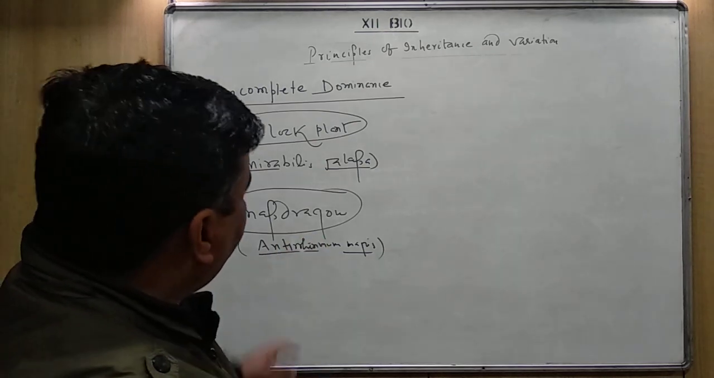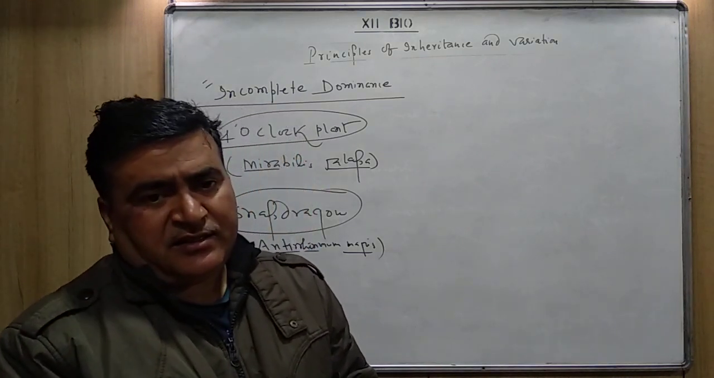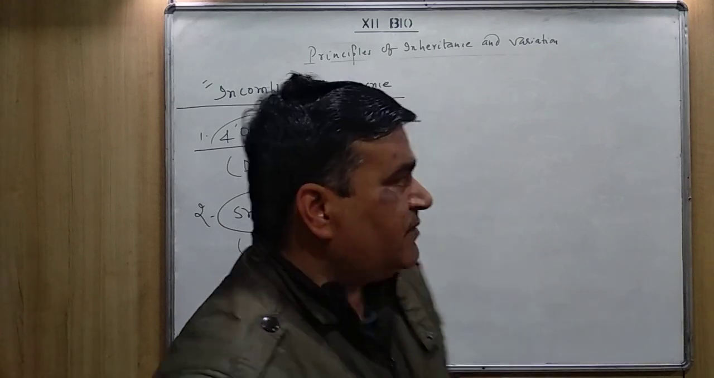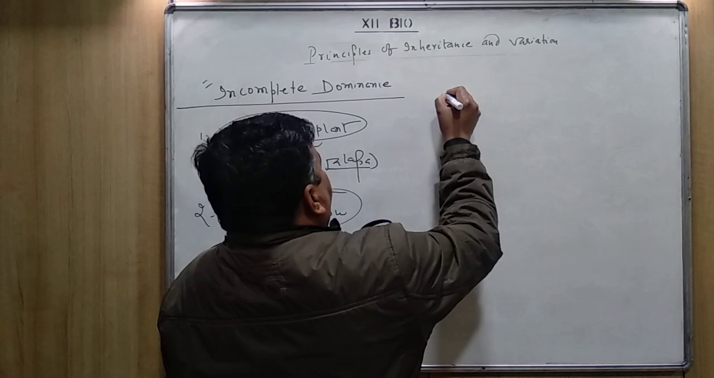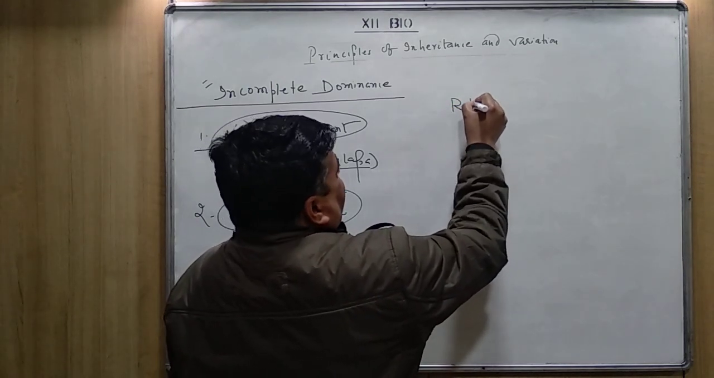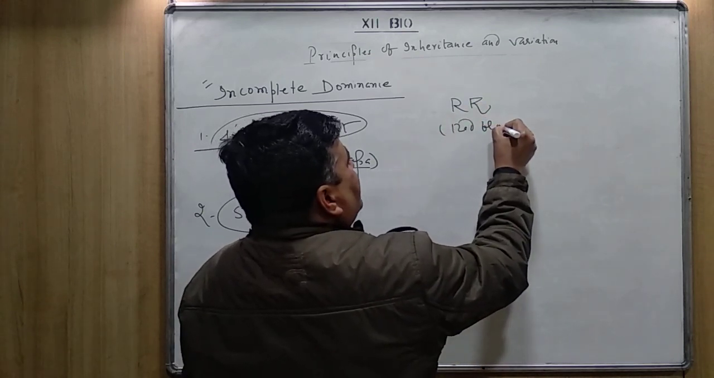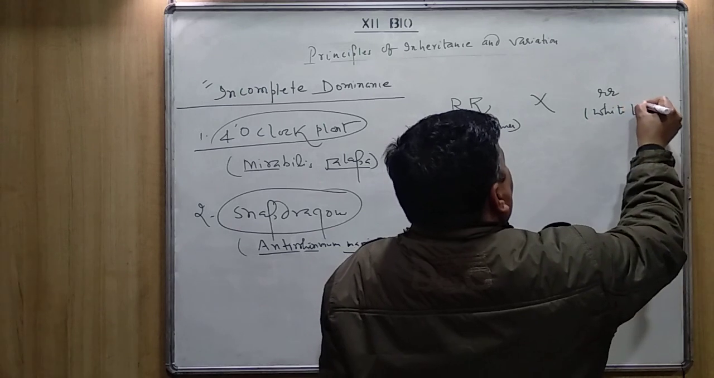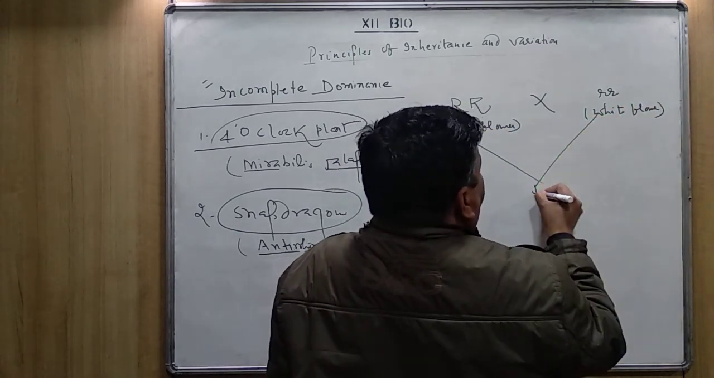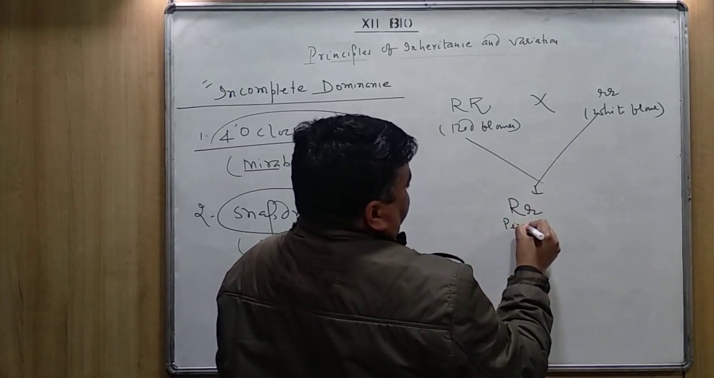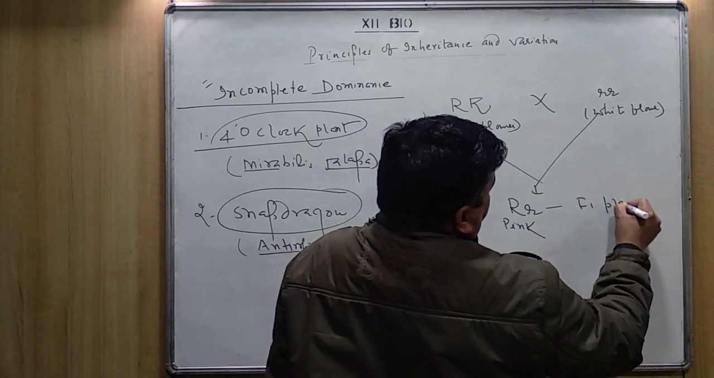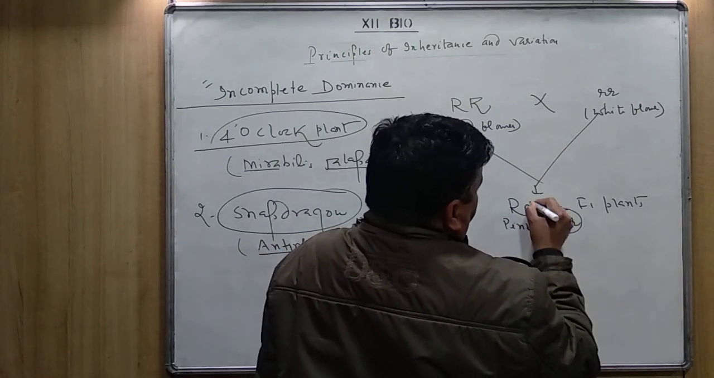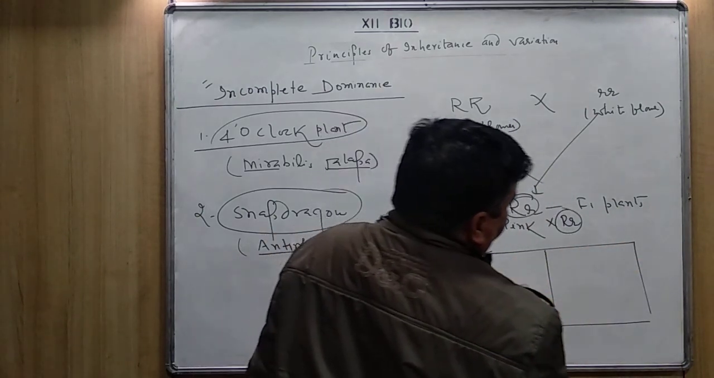In both the plants, in 4 o'clock and snapdragon, incomplete dominance has been formed. What is incomplete dominance? You can see here. In Mirabilis jalapa, or in snapdragon, when the plant having the red flower is crossed with the plant having white flower, in the F1 generation, all the plants appeared pink. You will not write here hybrid. And after selfing, in the F2 generation, the plants appear like this.